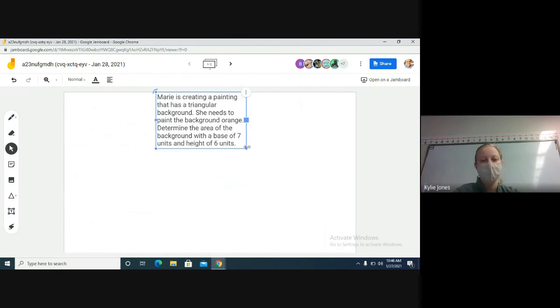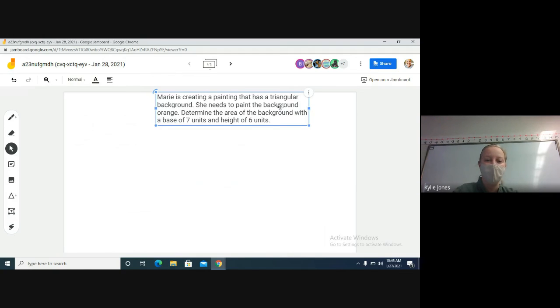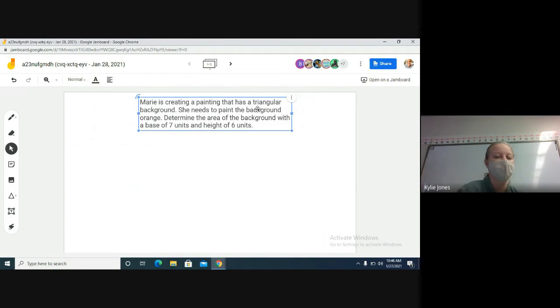Done already. Okay, so I'm putting a word problem up here because you guys are going to have a word problem on your test on Friday that is quite similar to this. So I want to talk through a word problem before you write on it, before you do anything. It says, Marie is creating a painting that has a triangular background. What shape will this be? A triangle. It's a triangular background.